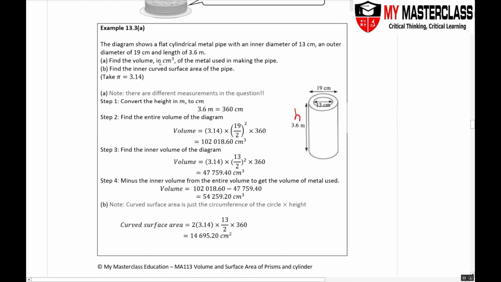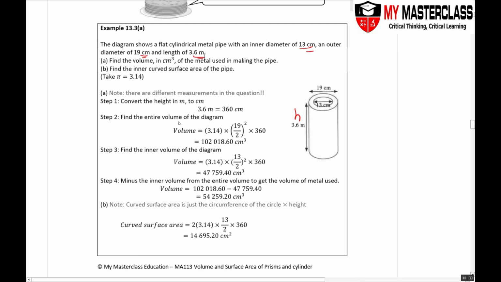Part A, find the volume in cm cube of the metal used in the pipe. Take note, exams like to give you this trick. This is in cm, this is in cm, but this is in meters. So always make sure that all of the measurements are in the same units. If they are all in cm and only one is in meters, convert all to cm, please. Don't use this 3.6 meters as 3.6 cm. So I convert the height in meters to cm. 1 meter is 100 cm, so you just multiply by 100, you get 360 cm.